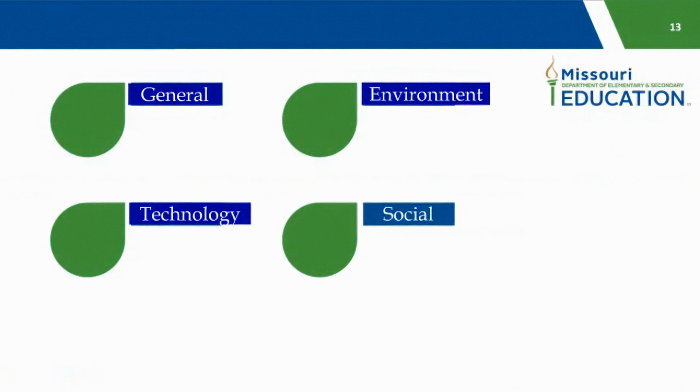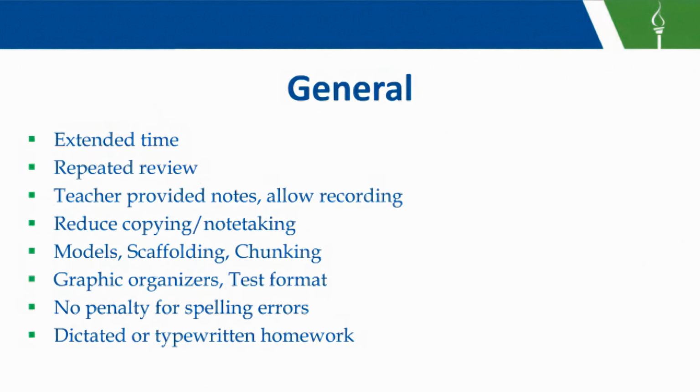Moving on to supports and accommodations, those fall into 4 categories. We have general, environment, technology, and social. We'll cover each of these a little bit and some examples of what those might be.